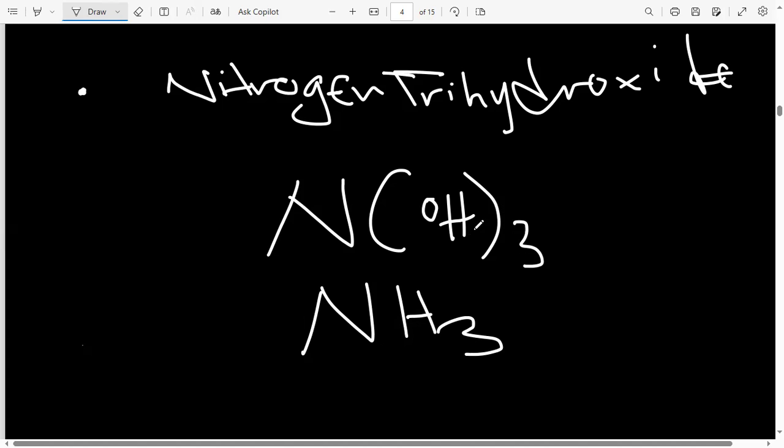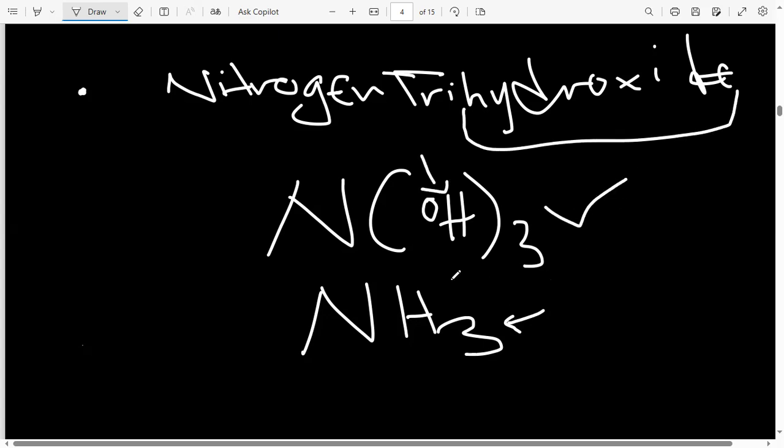I've seen some students get confused when you give them the name I gave there, nitrogen trihydroxide. Some people write this formula here. But this one simply means, because hydroxide is just the OH like that, the correct formula here is this and not that one there, okay?